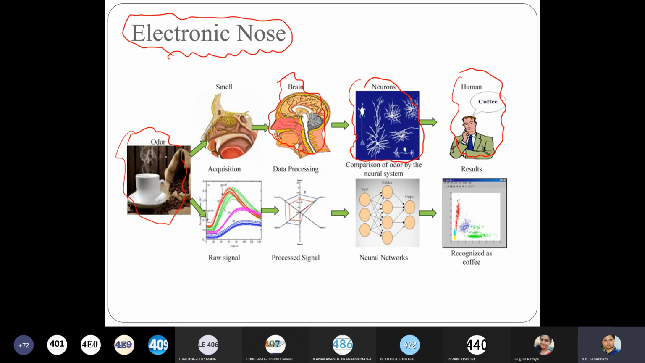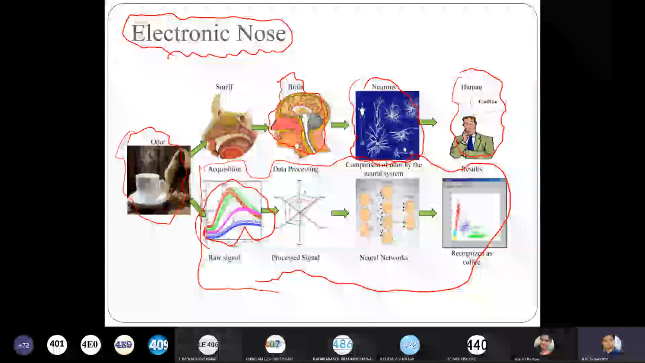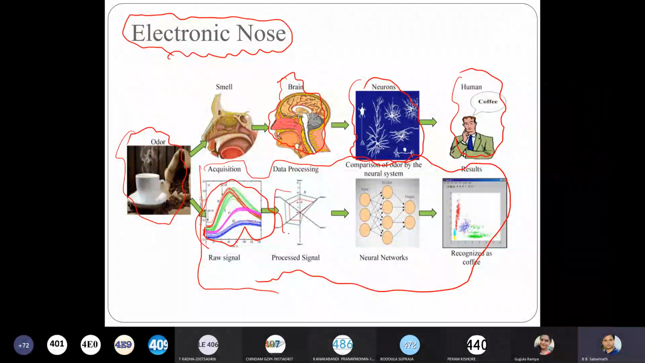We want to do the same thing artificially. We want to develop a certain artificial brain for this. For that also we can have sensors, and using sensors we can acquire those signals. From those signals we can process them and come up with valid information, valid features, whatever they may be. These valid features you may then apply to a neural network.